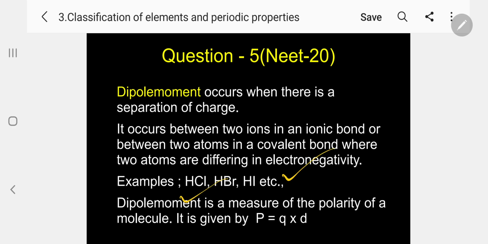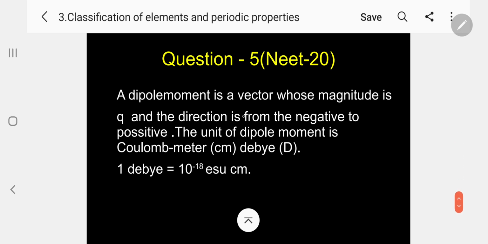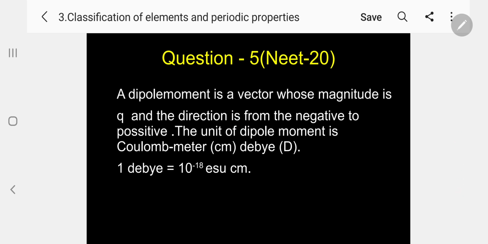What is dipole moment? Dipole moment is a measure of the polarity of a molecule. It is given by P equal to Q into D, where Q is the product of charges and D is the distance between the charges. A dipole moment is a vector quantity whose magnitude is Q times D and the direction is from the negative to positive. For example, if we take water, which has a V shape, the vector direction is from negative to positive.